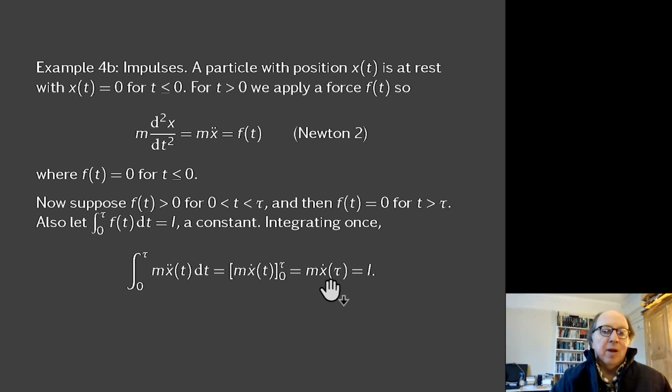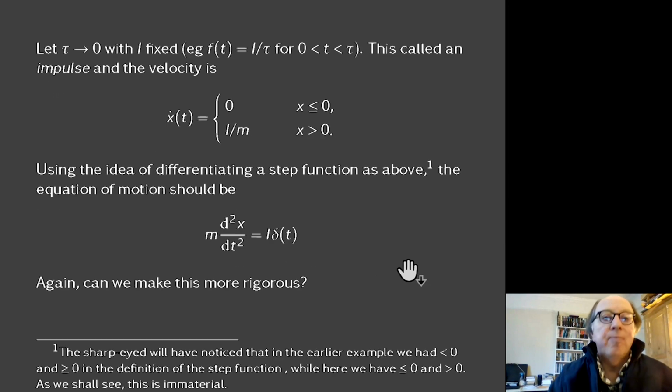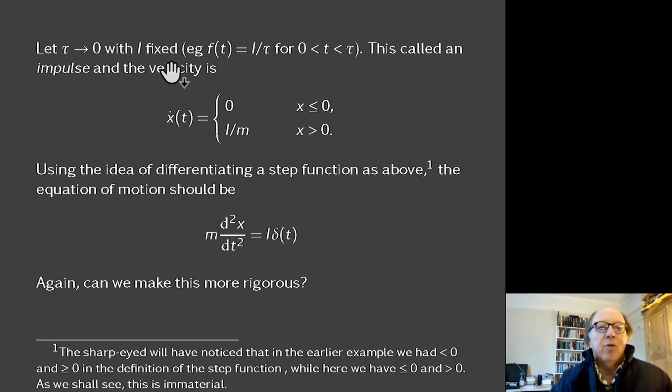And so that's mx dot of tau, and that is equal to the impulse, or this quantity we've called I. And then what you do is you let tau tend to 0 with I fixed. For example, you might take the force to be a constant over tau over the interval, a kind of top hat function. Your force would be 0, go up to a constant, and then come down again. And this is what you call an impulse, and the velocity is then 0 and I over m when x is less than or equal to 0, and when x is greater than 0, in the limit that tau goes to 0.